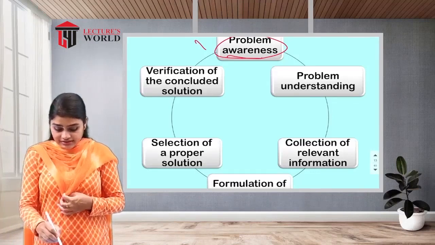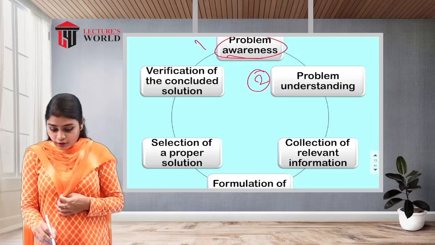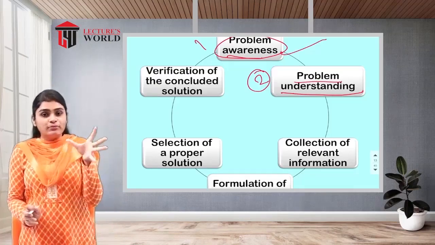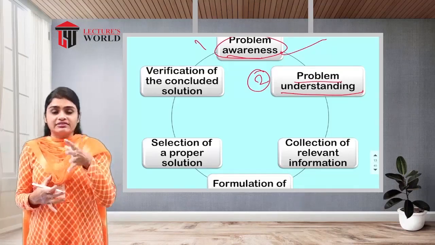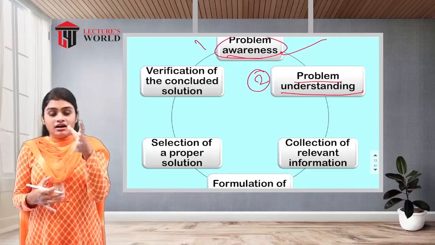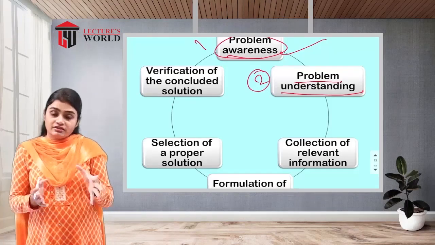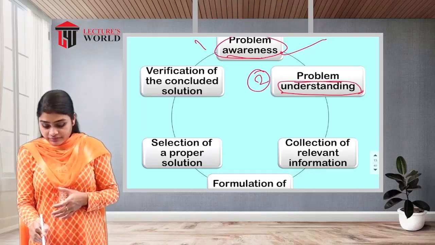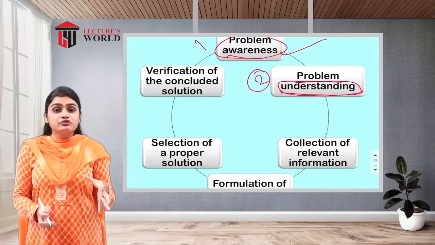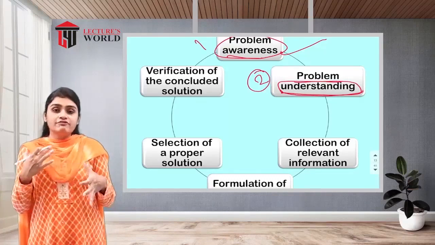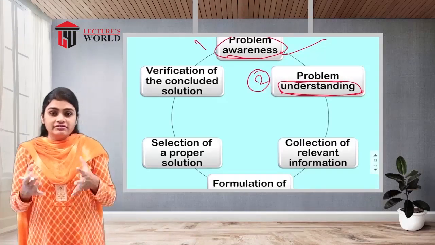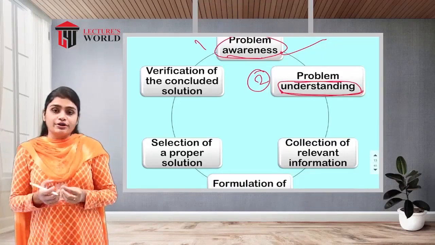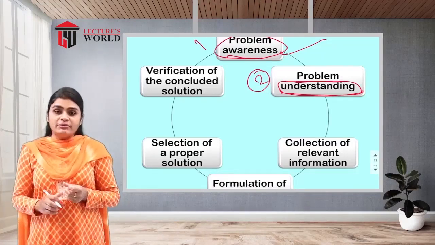Then the second step is your problem understanding. Now we know what the problem actually is. We are aware of the problem. Yes, this problem has arisen. So that is your awareness of that particular problem. Now we need to understand that problem. That means we have to give meaning to that problem. We have to do an interpretation of that problem. That will be helpful for us in deciding what we can do to solve that particular problem. So that is your problem understanding.